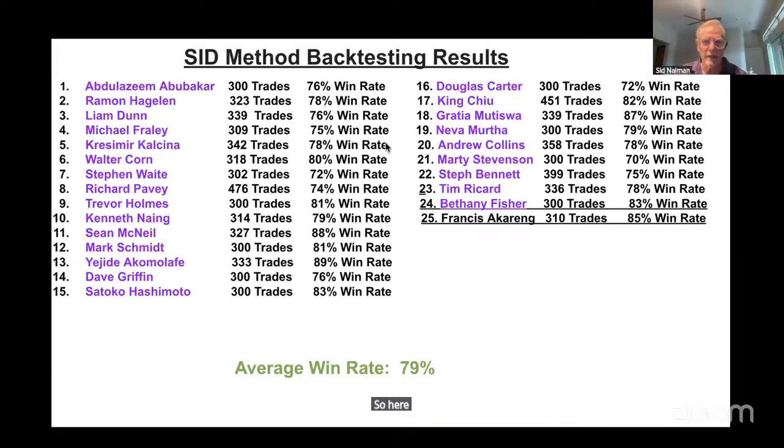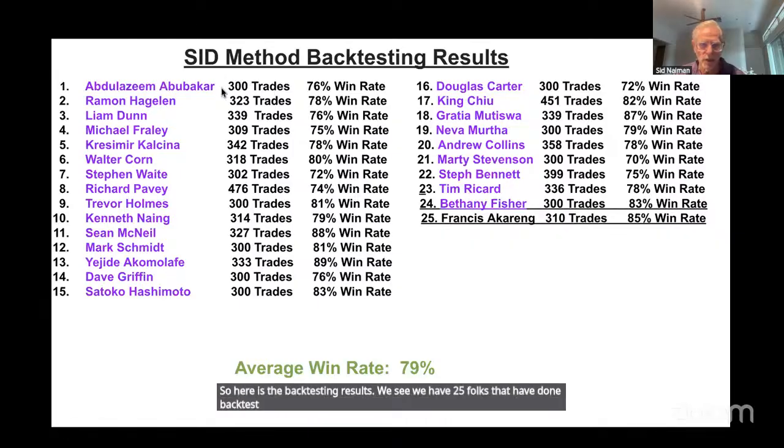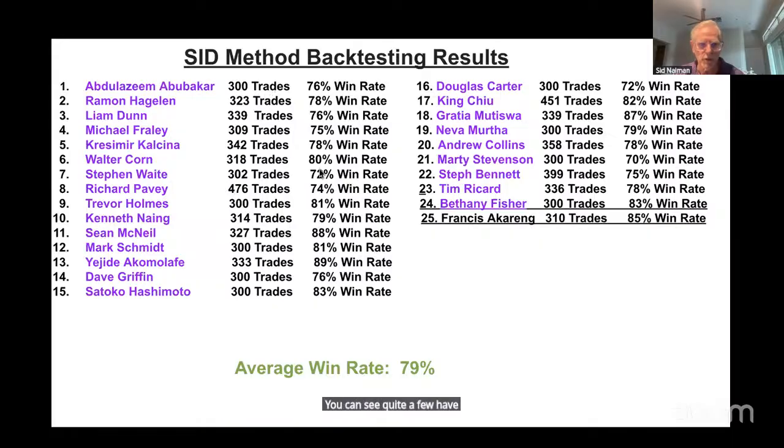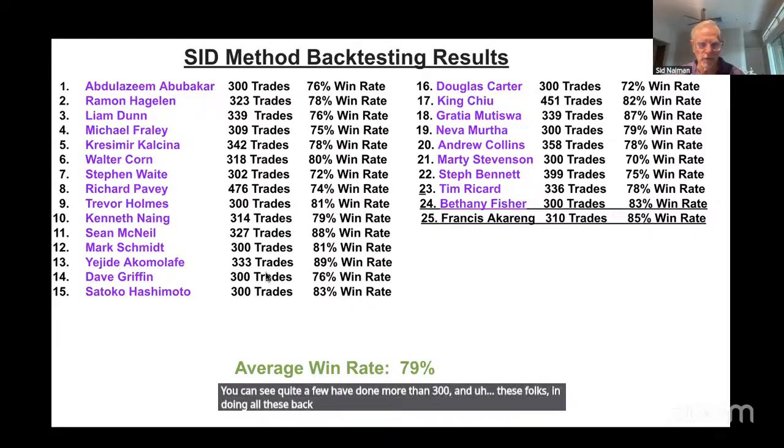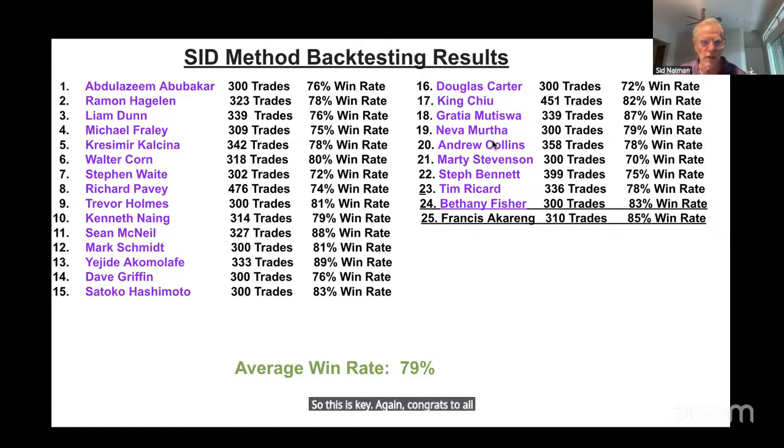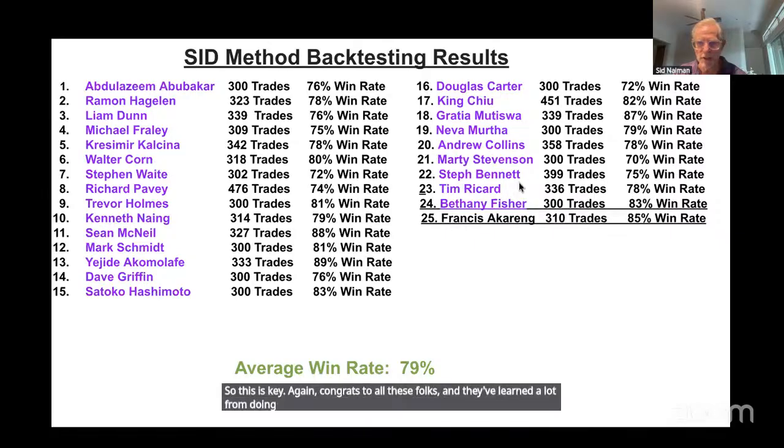So here are the backtesting results. We have 25 folks that have done the backtesting module, and that module consists of doing a minimum of 300 trades. You can see quite a few have done more than 300. In doing all this backtesting, these folks have learned a lot about the strategy, they're really well versed in it, and they've done really well. You can see in the backtesting results, we have win rates over 70%, with an average of all of them of 79%. So this is key. Again, congrats to all these folks.